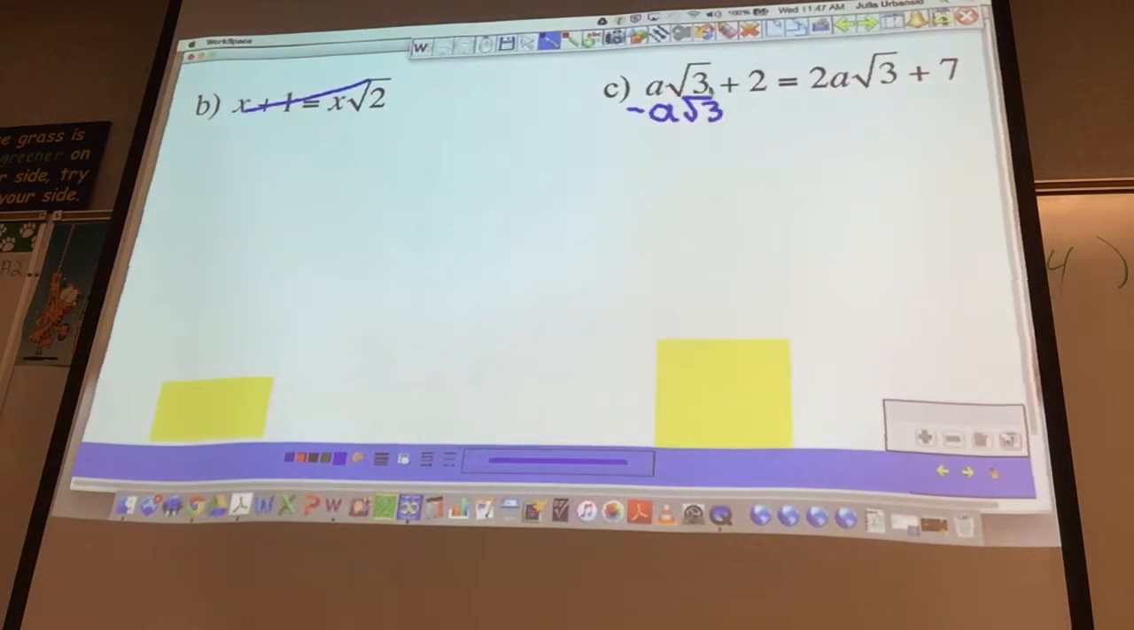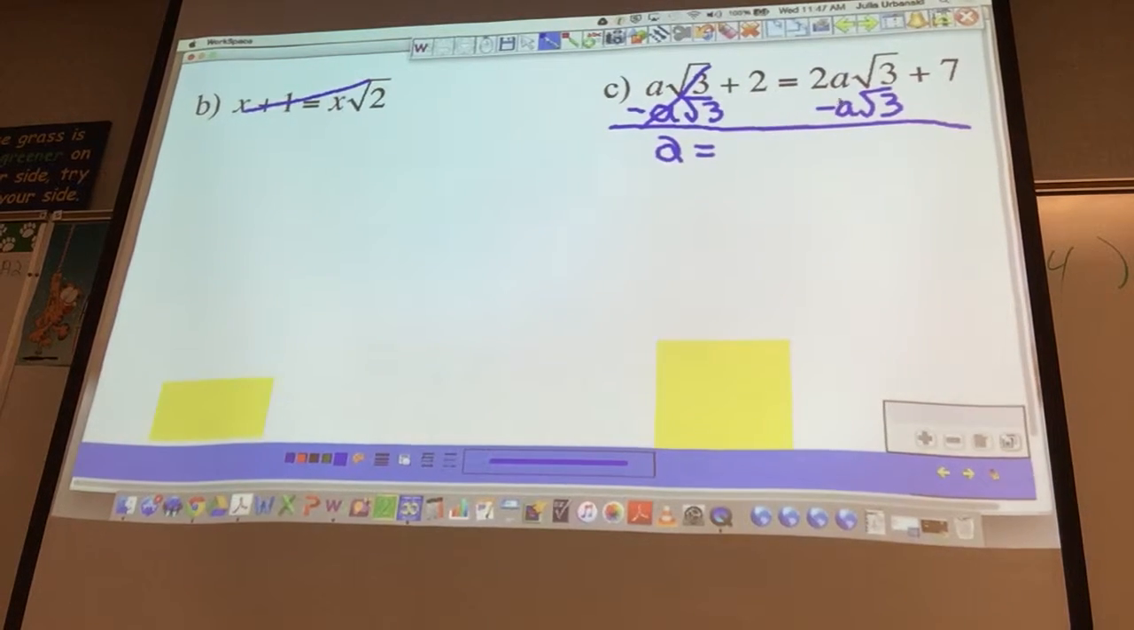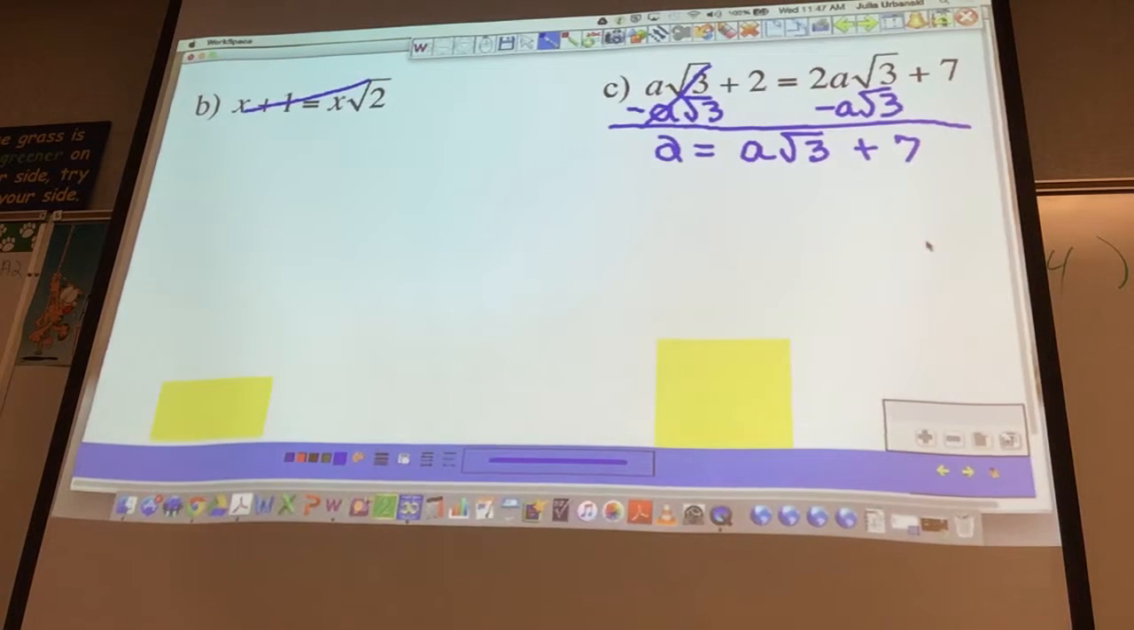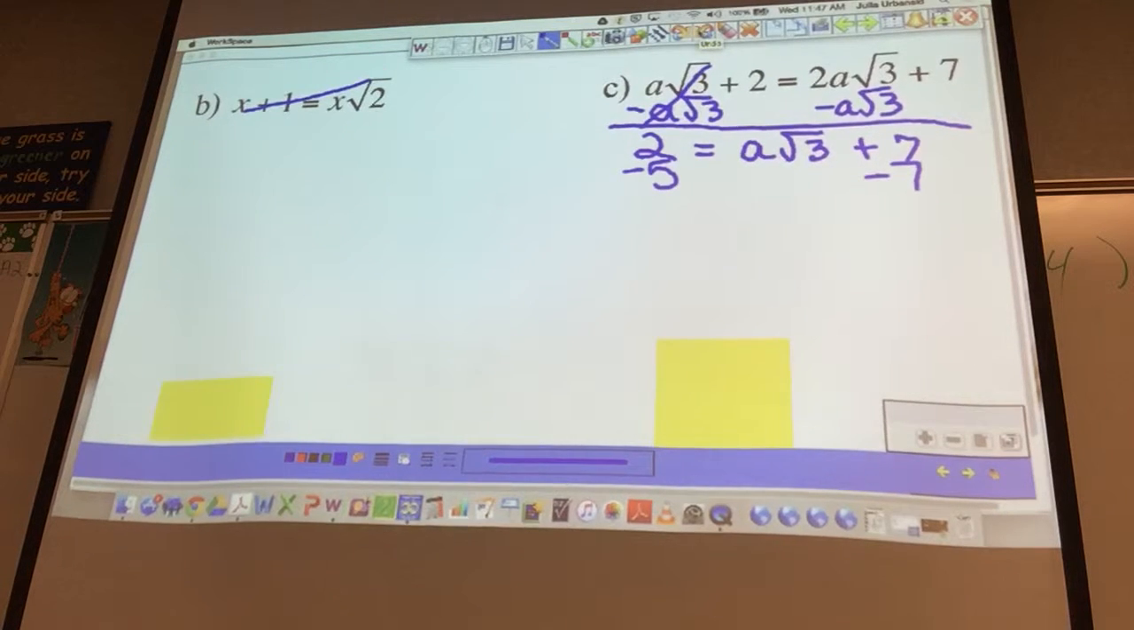So do minus a radical 3 on both sides, and you will have 2 equals, how many a radical 3's are there? 1. A radical 3, and then it's plus 7. Every problem is going to be different. Your goal is to get the a by itself, and you have to deal with the radicals to make that happen. What do you think you do next? Good. Just subtract the 7. Gives you negative 3. Oh, sorry. I wrote down my result instead of writing down what I was doing. Minus 5 equals a radical 3.